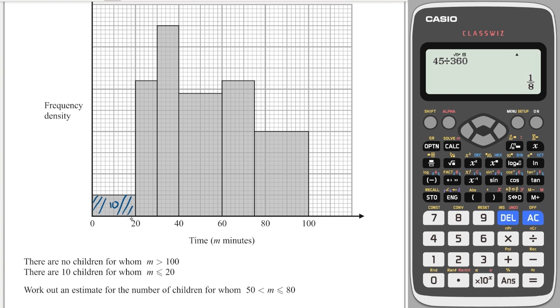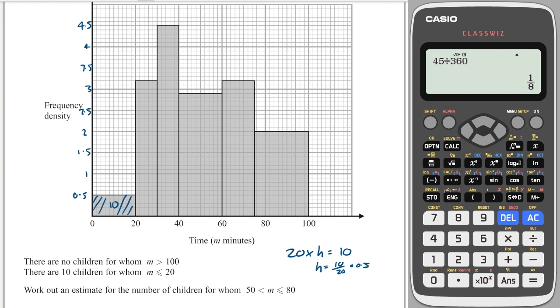So from there we can actually ascertain what the frequency density is, because the area of that block is 10, the width is 20, so 20 times the height will give me 10, so therefore the height of that block is 10 over 20, which is 0.5. So that's 0.5, which means that's 1, 1.5, 2, 2.5, 3, 3.5, 4, and 4.5. Okay, work out an estimate for the number of children who are between 50 and 80.